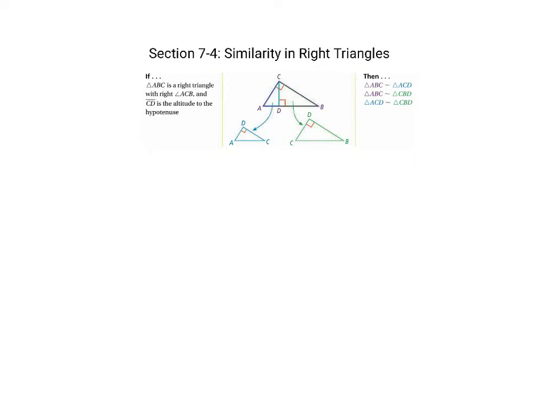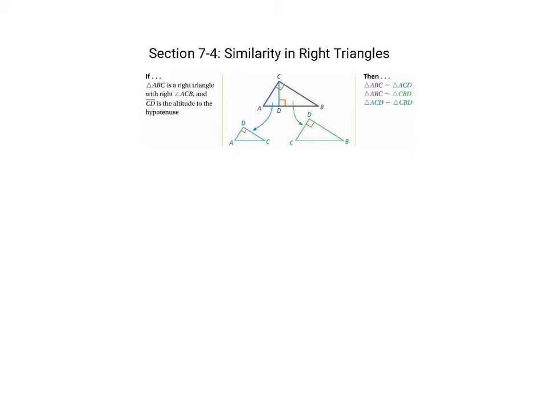Hey guys, it's Mr. Young, and today we're going to talk about section 7.4 in your textbook, which is similarity in right triangles. We've been talking about similarity in polygons, a lot of similar triangles, a lot of similar polygons last week. This week we're going to extend that into a special similarity case for right triangles.